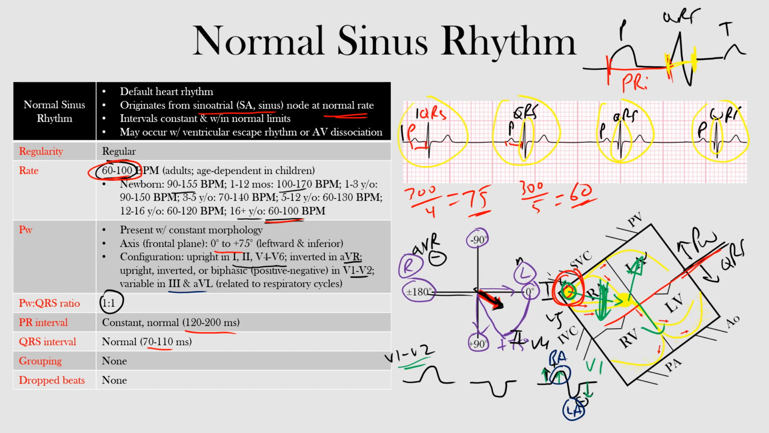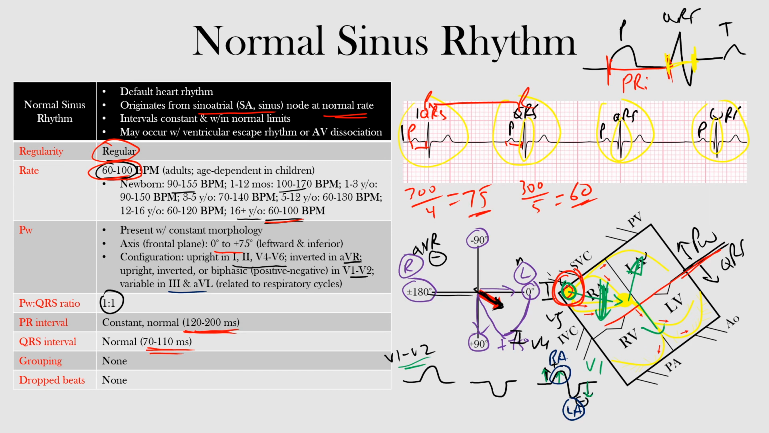When we talked about the PR interval, we said it was constant between 120 and 200 milliseconds, and the QRS interval between 70 and 110 milliseconds. Okay, so those are normal and constant. This actually may occur with a ventricular escape rhythm or AV dissociation, which we'll discuss in future lectures. But just something, when you come back and review everything, that's something you'll start to understand and why that's the case. The regularity, we said it's regular, right? The R to R intervals throughout each one were constant and the same. So regular rhythm, a rate between 60 and 100 beats per minute.